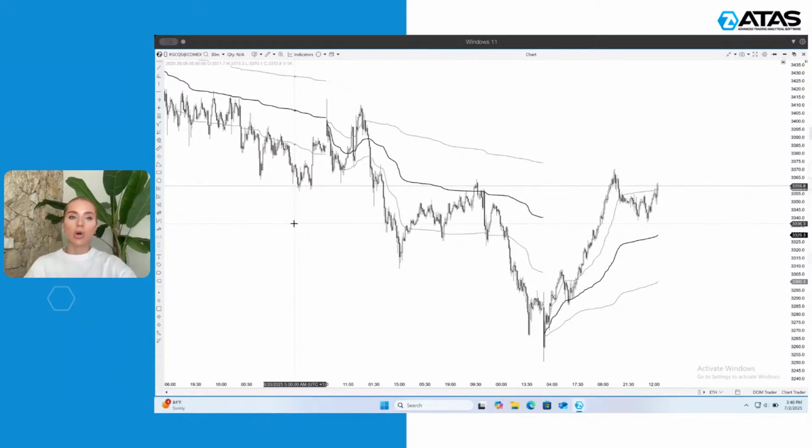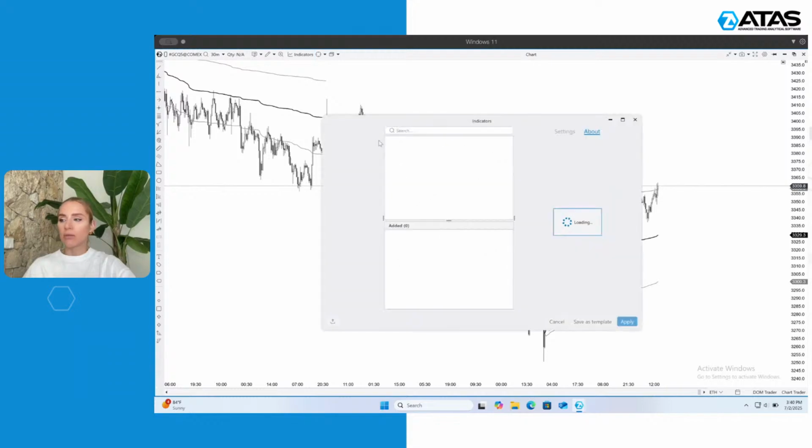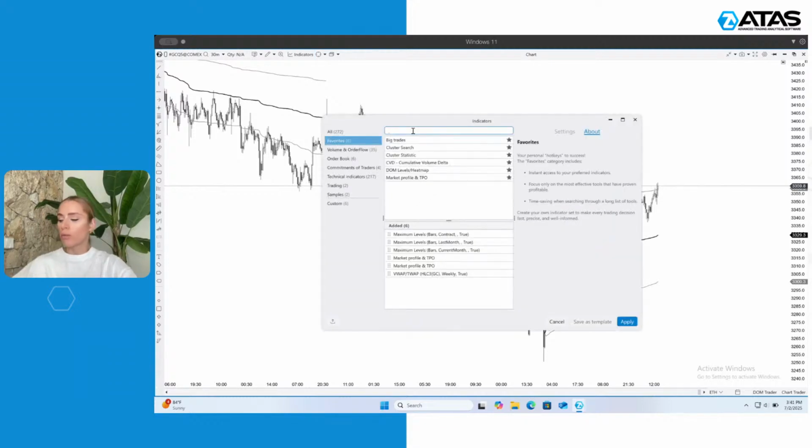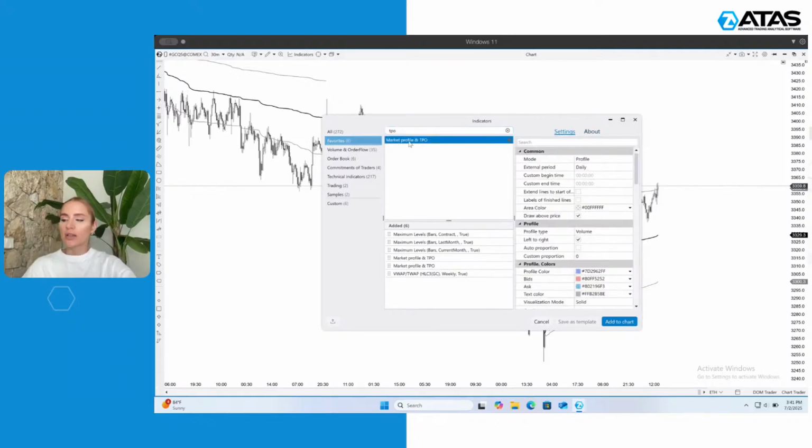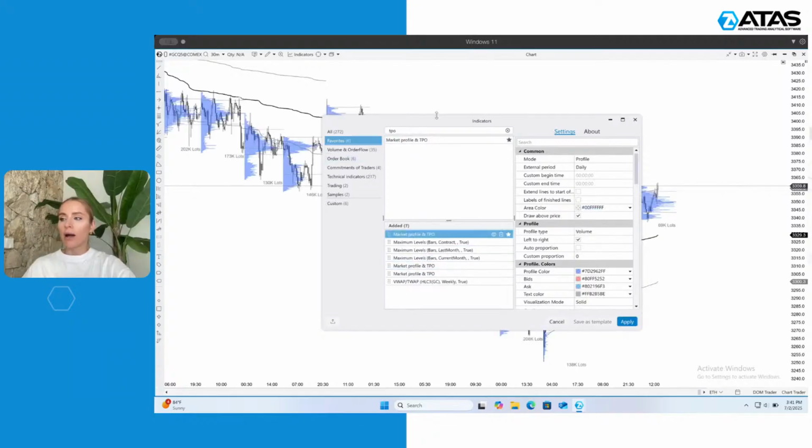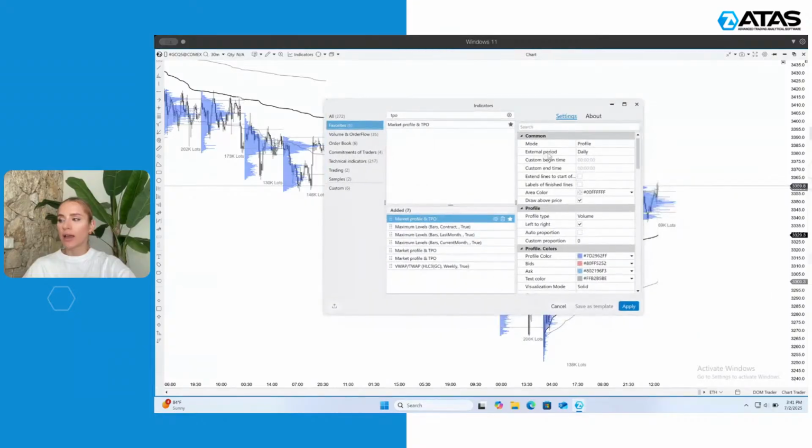So it's automatically drawn for you, and you don't need to think how to place the volume profile over your chart correctly. So we go into the indicators window one more time, and in the search bar, you search for the market profile and the TPR. You can just type the TPR, and this indicator will be added. So you click on it twice until it's going to be added to your chart, just like this, right? By default, it's going to have the daily external period of time and the specific set of colors.